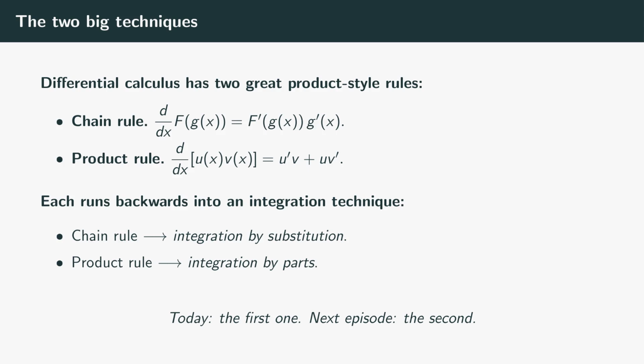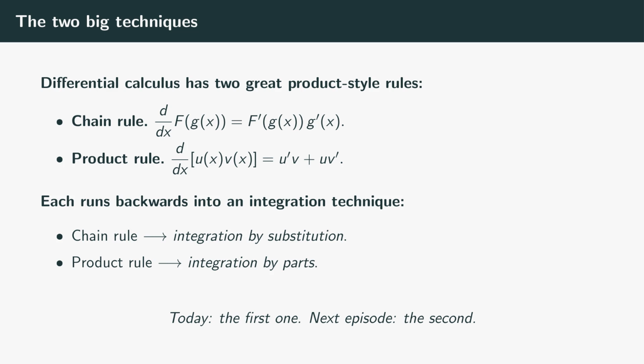Quick orientation before we dive in. Differential calculus had a handful of fundamental rules: power rule, sum rule, chain rule, product rule, quotient rule. The two structural ones, the ones that handle combinations of functions, were the chain rule and the product rule. Everything else is bookkeeping. Each of those two rules, when you run it backwards, gives you an integration technique.